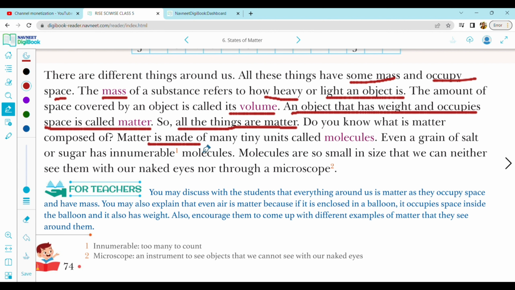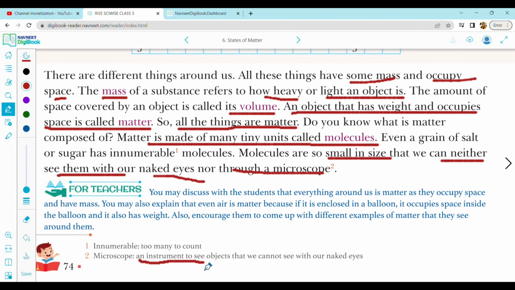अच्छा, matter किससे बना हुआ है? Matter is made of many tiny units called molecules. Matter बहुत छोटी-छोटी units से बना हुआ है, जिसको हम बोलते हैं molecules. Molecules कैसे होते हैं? बहुत small होते हैं. They are so small in size that we can see them neither with our naked eyes nor through a microscope. Microscope क्या होता है बेटा? Microscope is an instrument to see objects that we cannot see with our naked eyes.